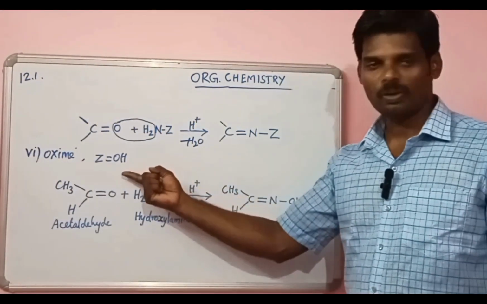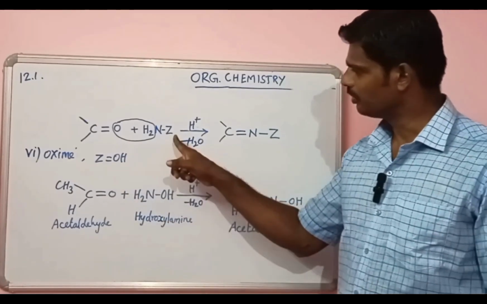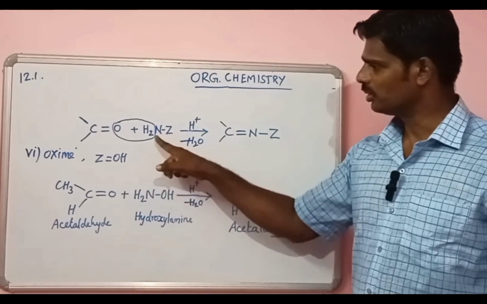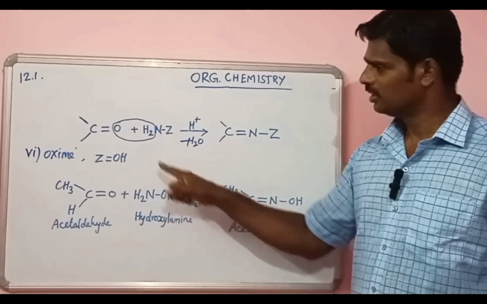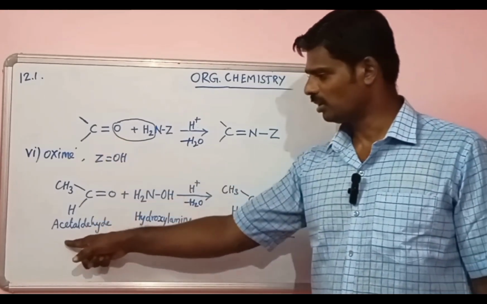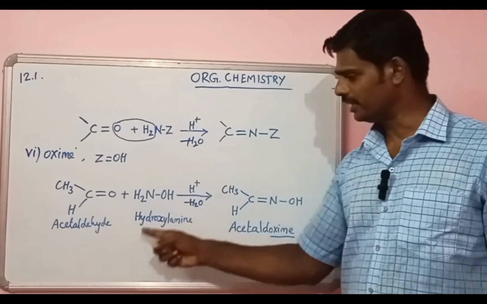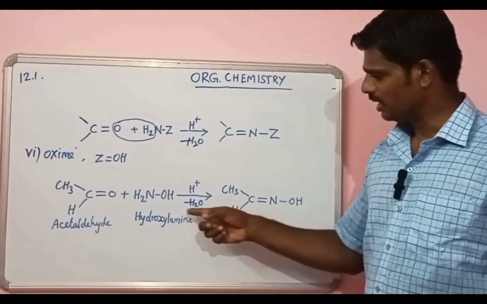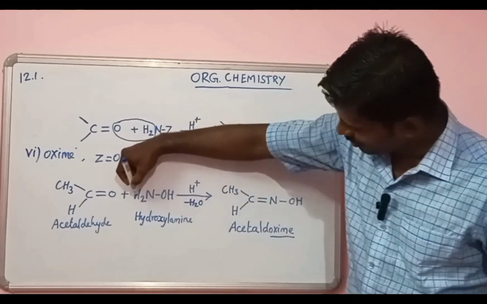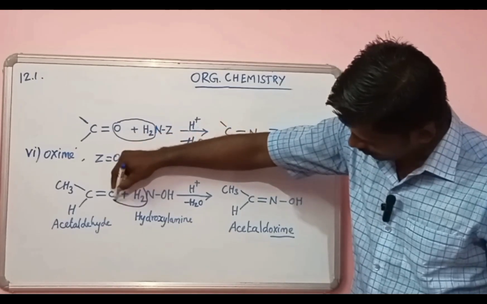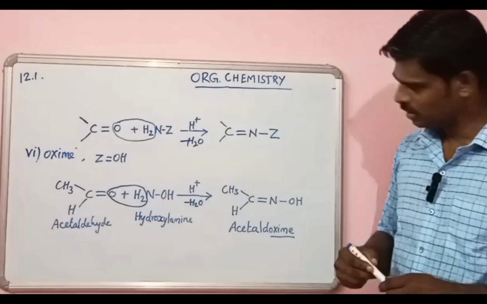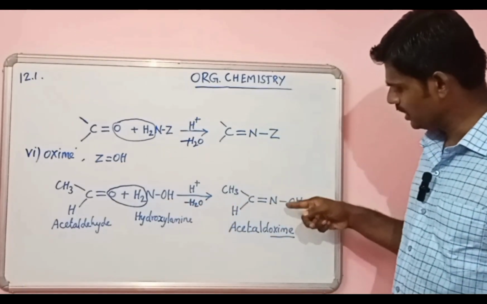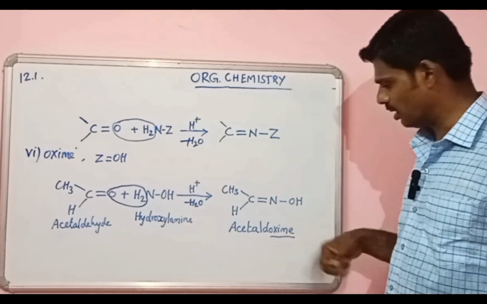Let us see about the oxime. The name oxime came from the hydroxyl group. So for the Z part in NH2Z, we put OH. So NH2OH means hydroxylamine. As an example, acetaldehyde reacts with hydroxylamine to produce acetaldoxime, and the H2O goes out. The product will be acetaldehyde oxime, acetaldoxime.